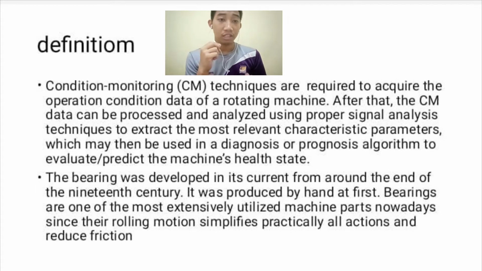The bearing was developed in the 19th century, and it is a utilized machine part, since its rolling motion simplifies practically all actions and reduces friction.